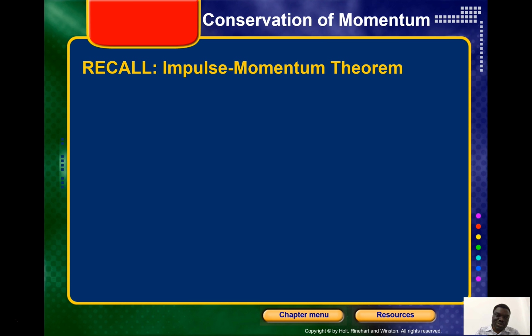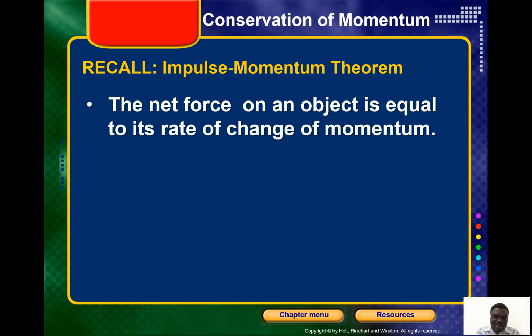Before we start talking about the law of conservation of momentum, recall the impulse-momentum theorem. What does the impulse-momentum theorem say? It says that the impulse is equal to the change in momentum, or in other words, impulse is equal to Ft, right? So the net force on an object will be equal to the rate of change of momentum of the object.